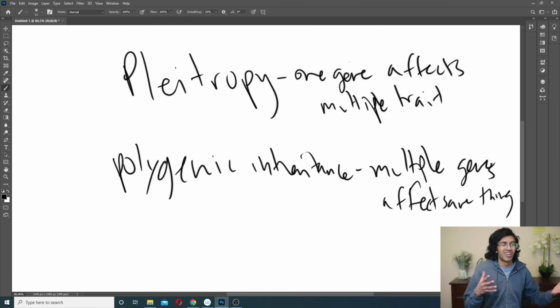Like, I don't know, it kind of sounds like it's affecting multiple things, but polygenic means multiple genes, right? So essentially, pleiotropy had nothing to do with multiple genes, so it must be one gene doing multiple things, but polygenic has the gene literally in it, so it's multiple genes affecting the same thing.